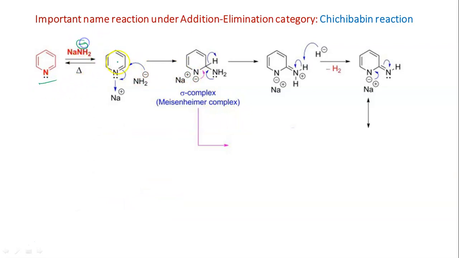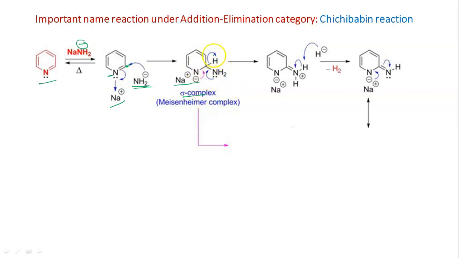We are using a base. So there is generation of NH2 minus. Now this NH2 minus is attacking at this position, and this is the corresponding counter ion of this NH2 minus. Now the negative charge will be over nitrogen. So sodium is now the counter ion here. So this is our Meisenheimer complex or sigma complex.